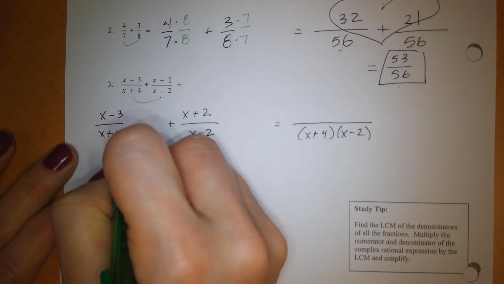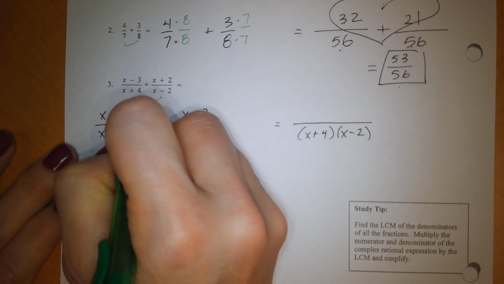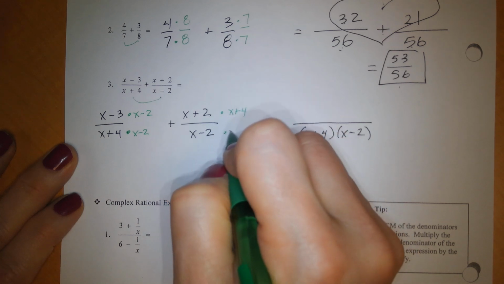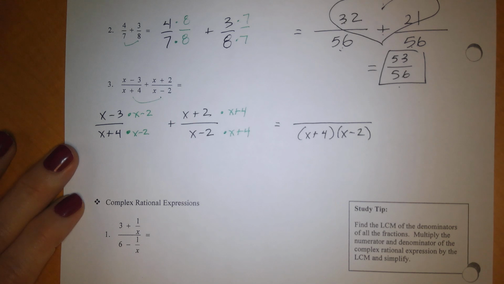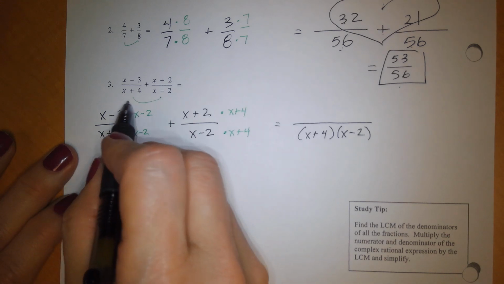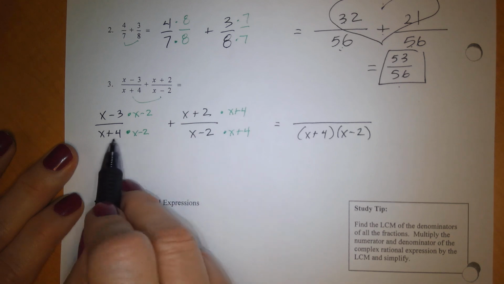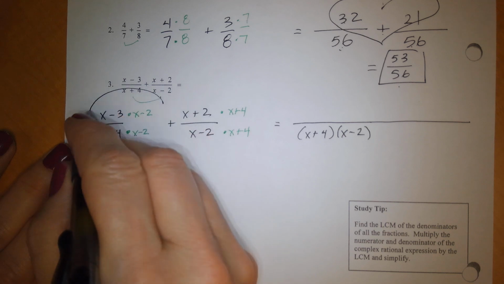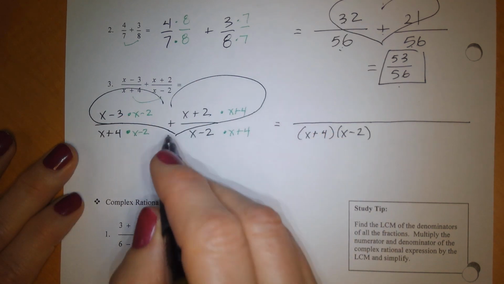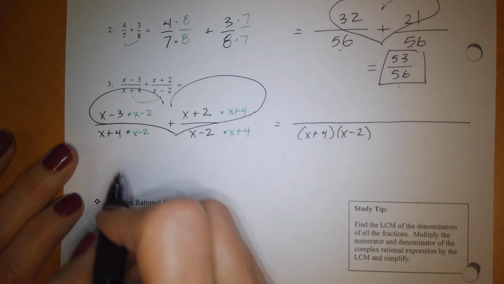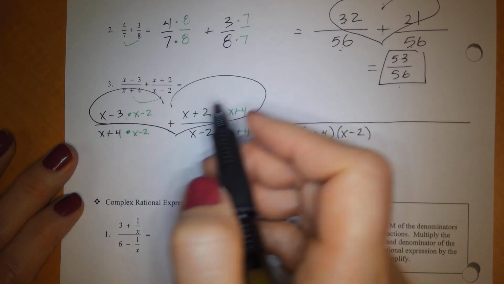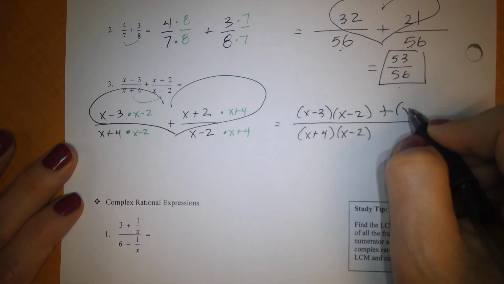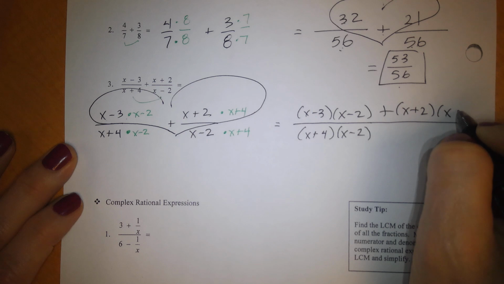So that means we're going to need to multiply this guy by x minus 2 on top and bottom, and then multiply this guy by x plus 4 on top and bottom. When you do that, you're going to have all of this plus all of this over this common denominator, which I now have. So let's go ahead and put all of this in the numerator. So I have x minus 3 times x minus 2 plus x plus 2 times x plus 4.